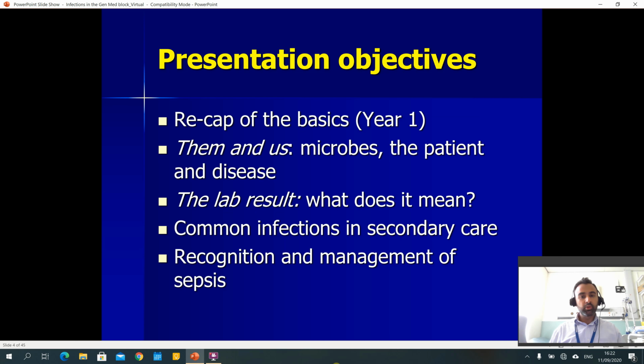And when we put all that together, you should have a good grounding in the common infections you'll see. And in particular, you should be aware of how to recognize and manage sepsis, which is really quite key.